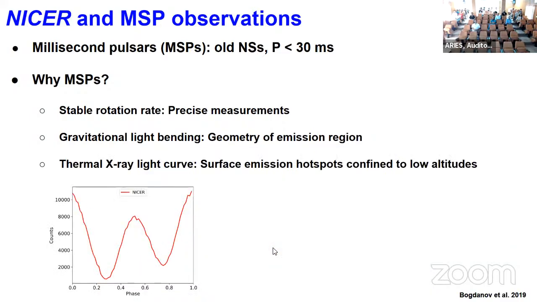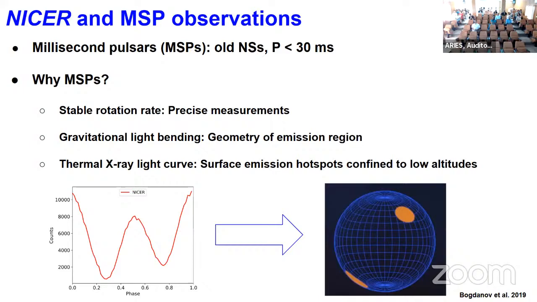So what we have is the thermal X-ray light curve of a millisecond pulsar. I have it over full phase, 0 to 1, 0 to 360 degrees, and on the y-axis it's photon counts. The idea for millisecond pulsar is that the thermal X-ray light curve is confined to the surface of the millisecond pulsar. So what we do in the end is just predict where on the surface of the millisecond pulsar this light curve is reproduced from, because it's X-ray and because it's on the surface.